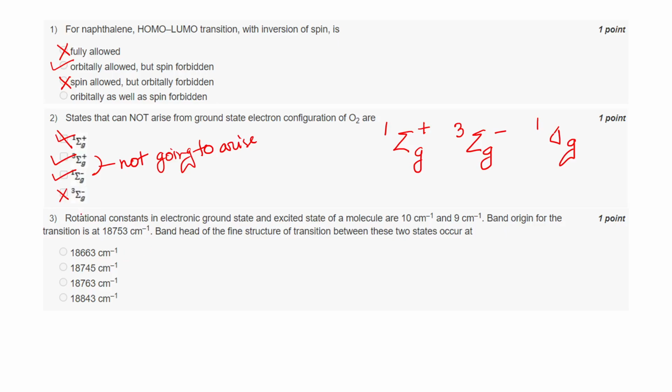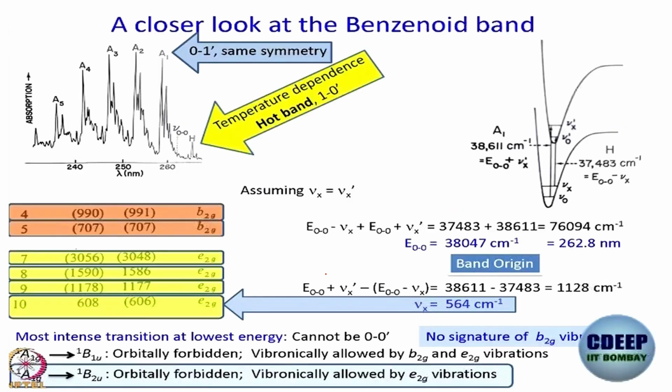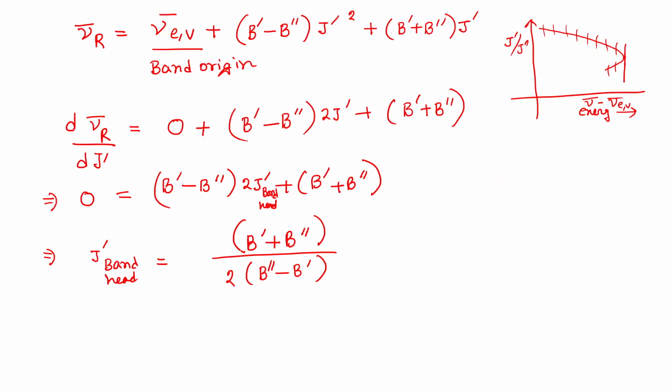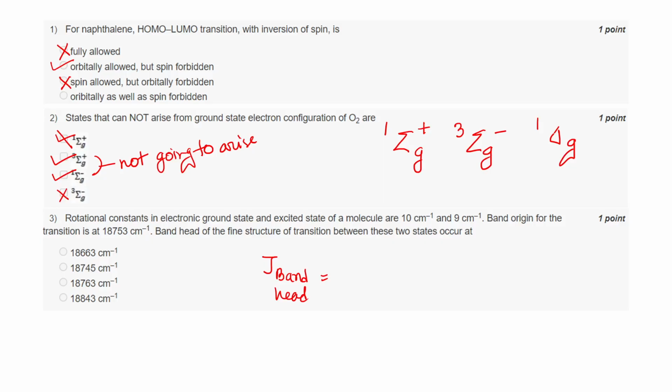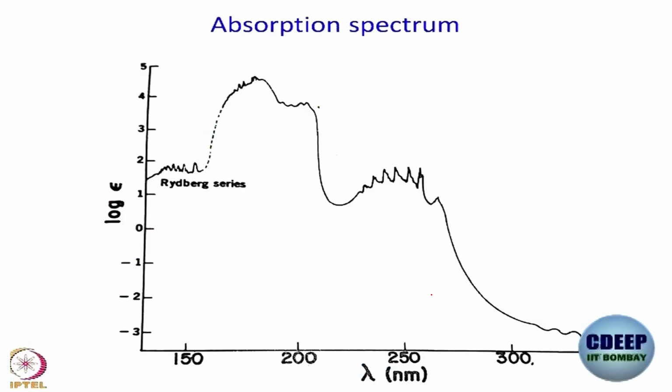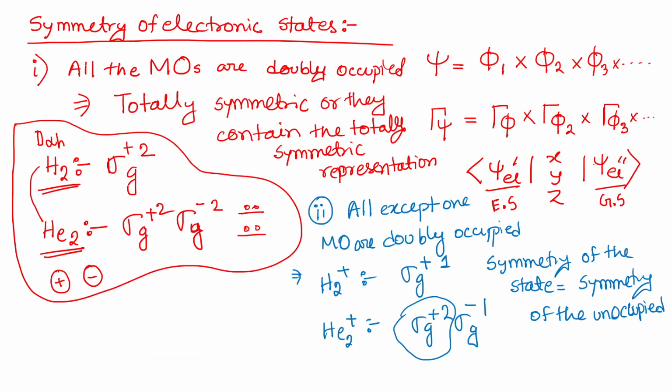Okay. Now, third, rotational constants. You remember earlier we got something, the J band head. What did we get there? B1 plus B0 by B1 minus... B dash plus B double dash, divided by 2 into B dash minus B double dash. I think it was B double dash minus B dash.